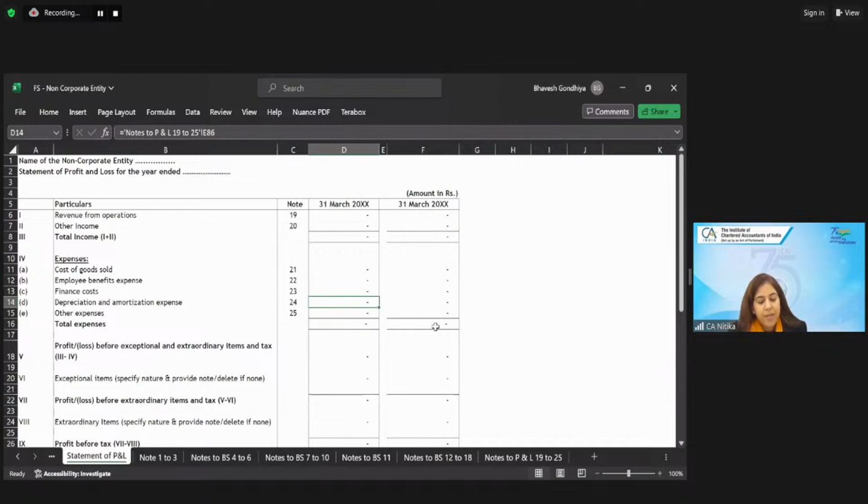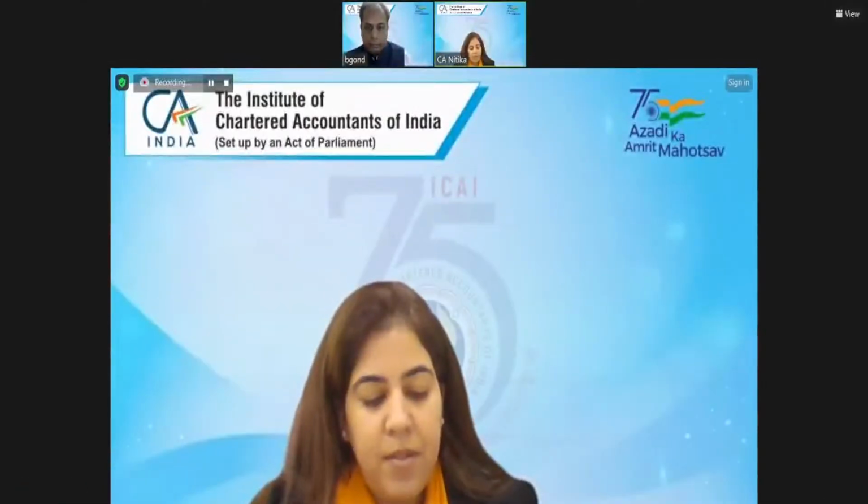Rajeshji, how would the government grants or donation received be disclosed in the profit and loss statement?